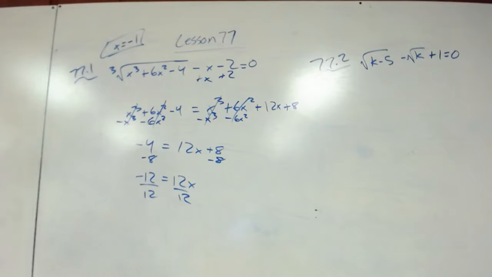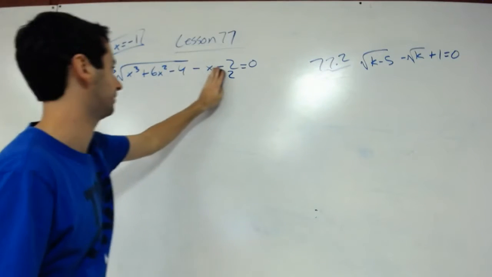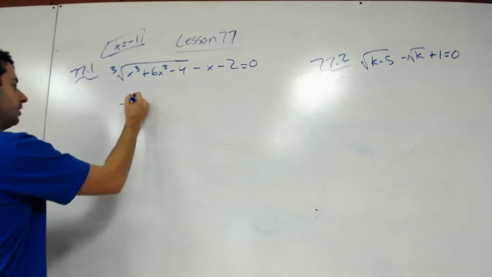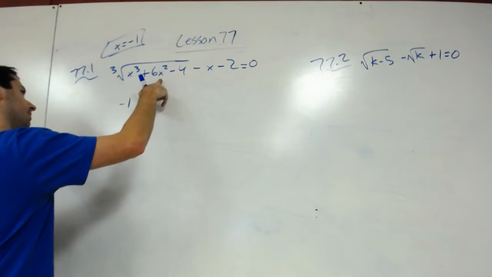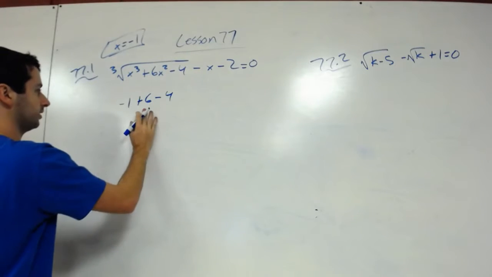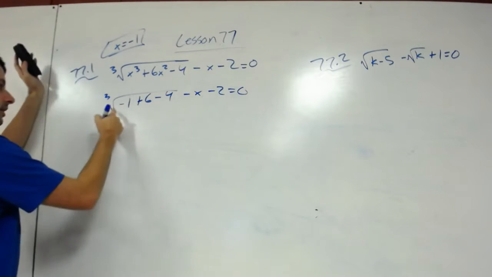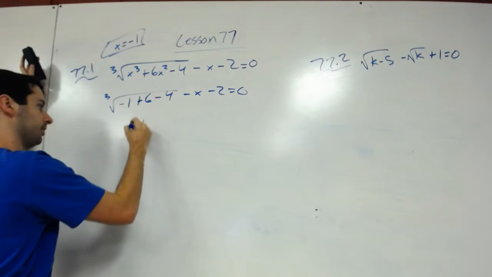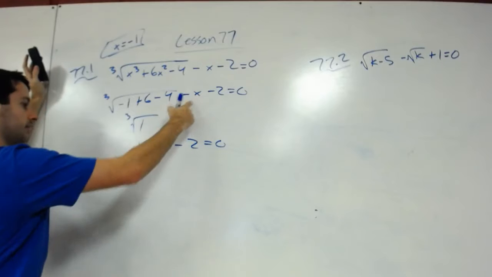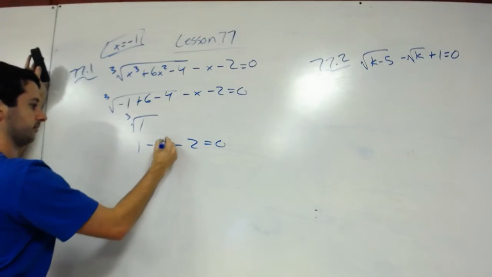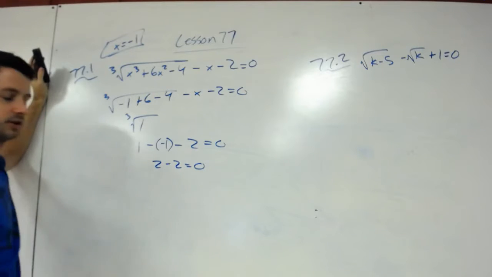X equals negative 1. And then you actually do need to plug it in to check to make sure the answer turns out right. If I plugged it in real quick, negative 1 cubed would be negative 1. Negative 1 squared would be positive, then plus 6 minus 4, all cube rooted. They're just being mean on this problem. Negative 1 plus 6 is 5, minus 4 is 1. The cube root of 1 is 1. So we get 1 minus x minus 2 equals 0. Now we know x is negative 1, so we plug that in. 1 minus negative 1 is 2, so 2 minus 2 ends up equaling 0. So it does check out.